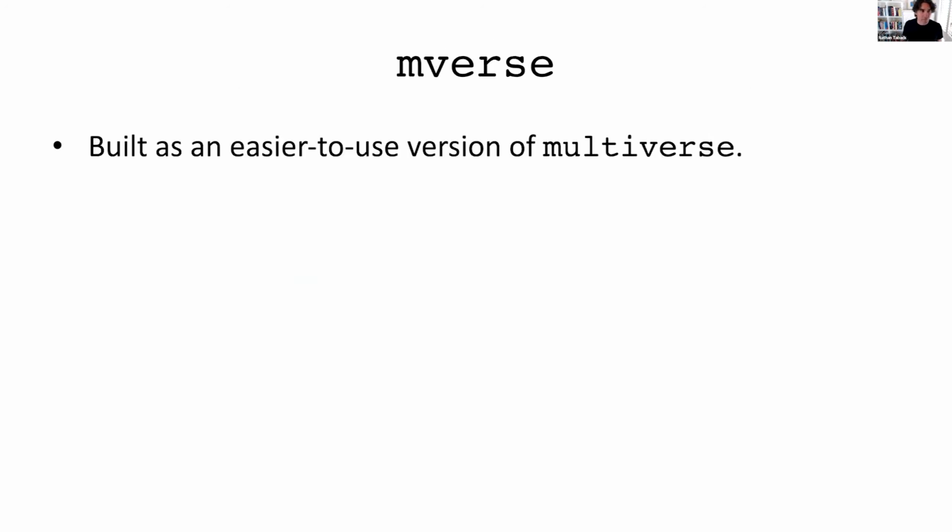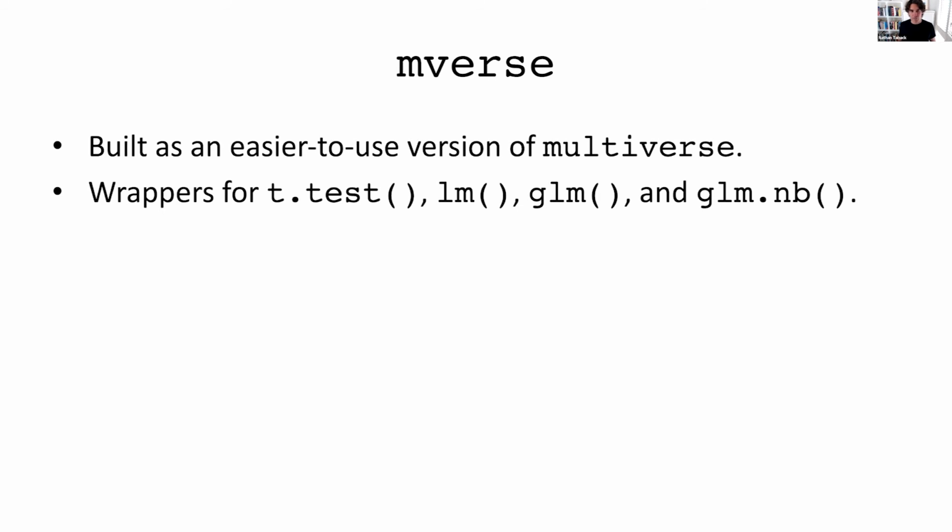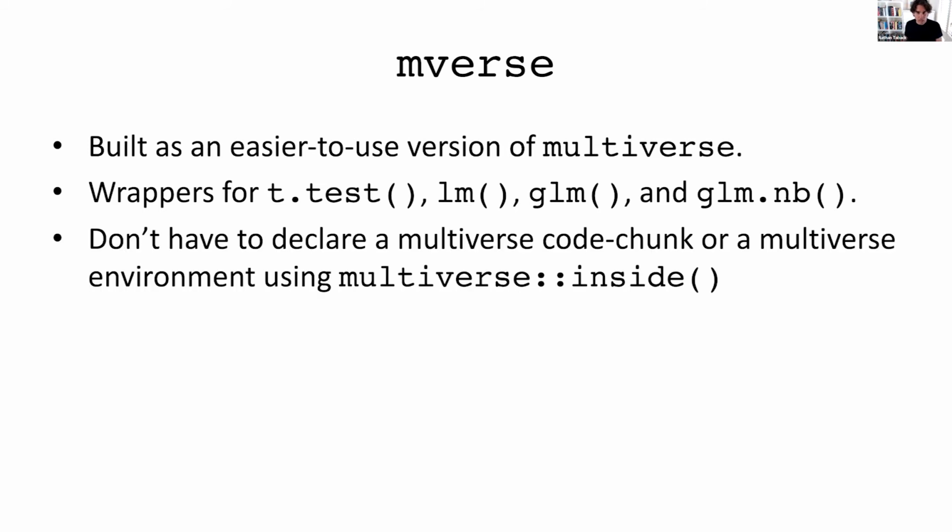So as I said before, Mverse is built as an easier to use version of multiverse. There are wrappers for t-test, LM (linear models), GLM, and the negative binomial GLM. We also have wrappers for Cox proportional hazards models that we're going to include in the next release. The other advantage is that you don't have to declare a multiverse code chunk or a multiverse environment using the inside function.